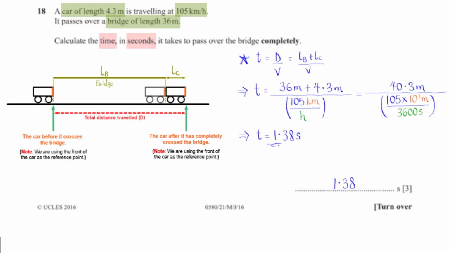The speed at which the car is traveling has been given as 105 kilometers per hour. So we make sure that we convert 105 kilometers per hour into meters per second so that we get our final answer in seconds. And that leaves us with 1.38 seconds.